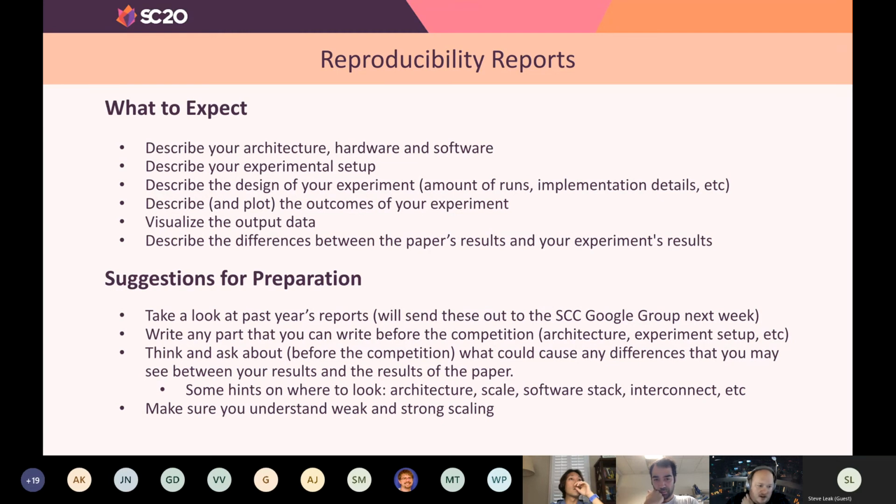What I'm going to be summarizing here is basically what the reports have mostly looked like. You're going to describe your architecture, the setup of your experiment, and the design, what you think will give you the most accurate replication, etc. You're going to plot the outcomes of your experiment in the same way that Mert plotted his, and you'll describe the differences between the paper's results and your experiment's results.